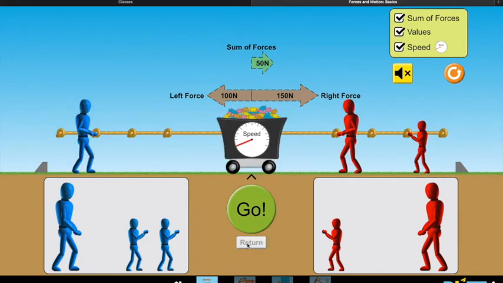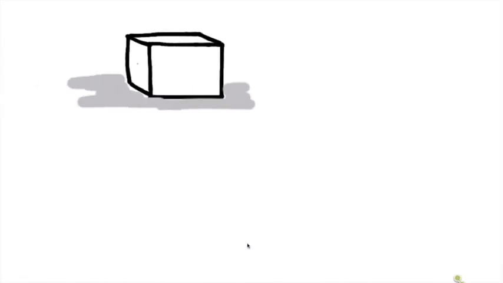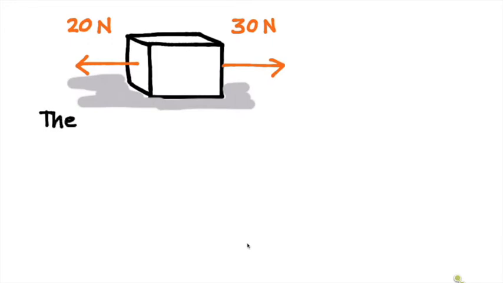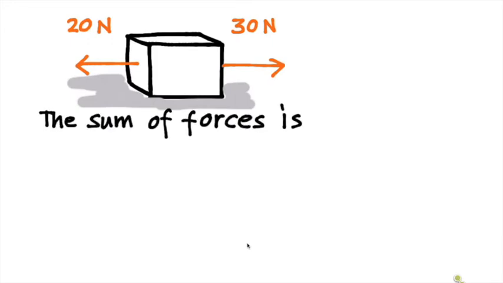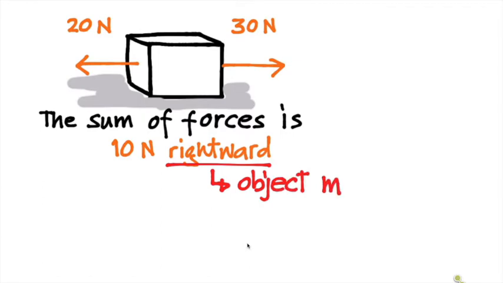Let's go back now to my previous slide. Alright, say I have a box there and there's a force here, there's another force here. Let's assume that this one is 20 newtons and the other one is 30 newtons. What will happen when you combine this? What is the sum of forces? Yes, it is equal to 10 newton rightward. And what does this tell us? It tells us that the object will move to the right.